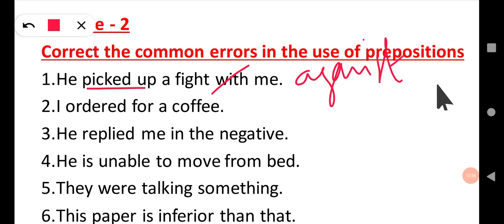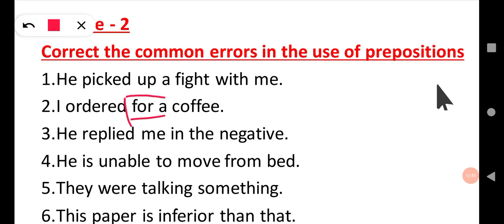Next one, I ordered for a coffee. Here for is not needed. I ordered a coffee. Ordered what? Ordered a coffee, that's it, not for a coffee. Next, he replied me in the negative. In the negative cannot be used. He replied me negatively. Remove in the, put negatively.